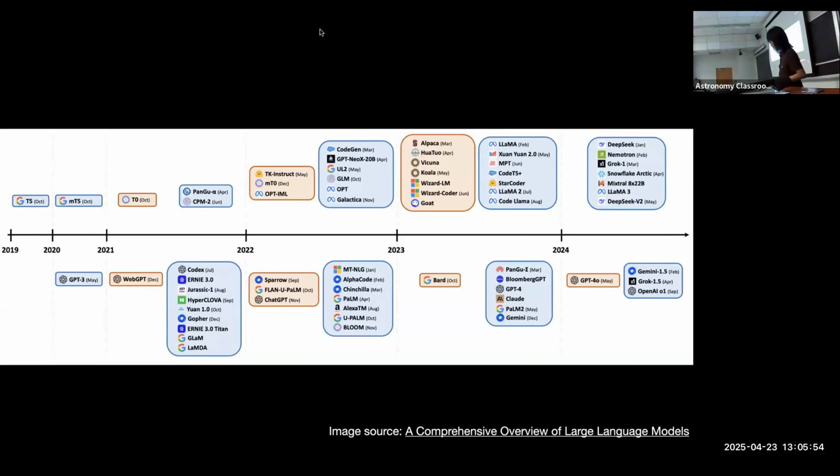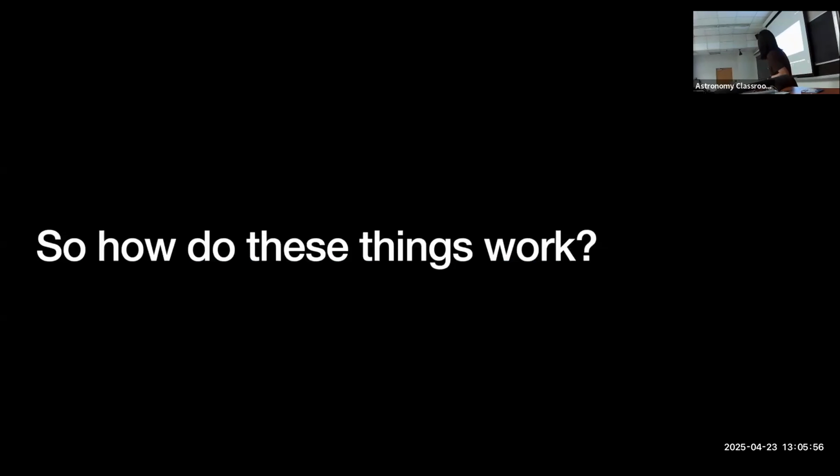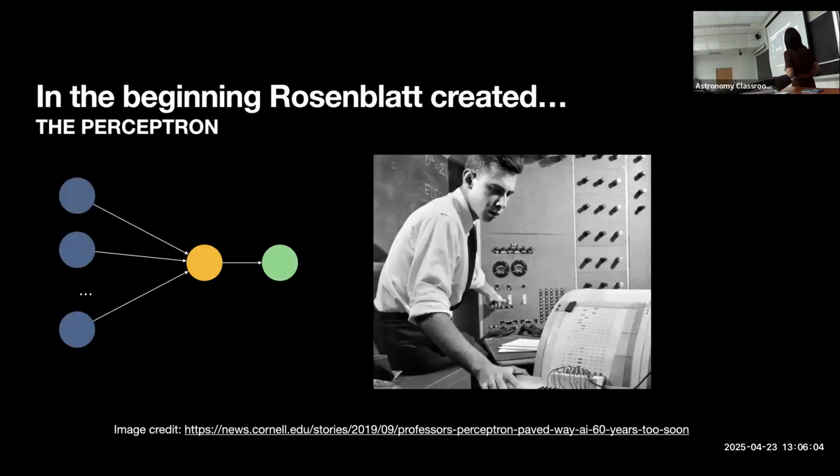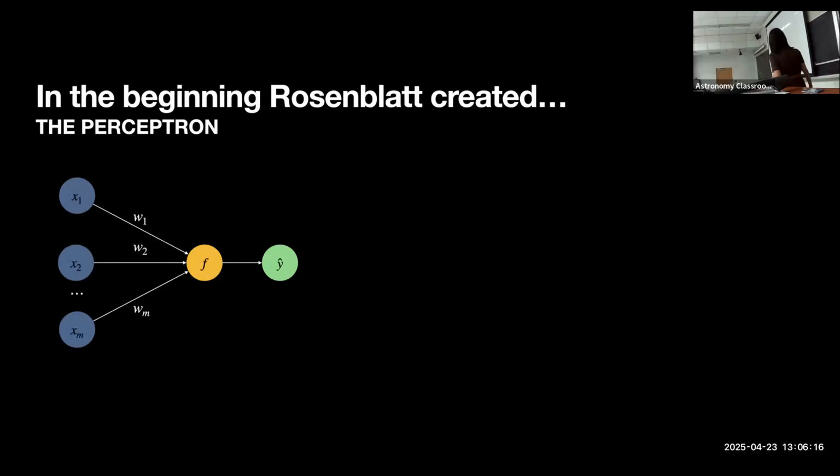That's better. Okay. So how do these things work? How do we actually train them? I'll start from very simple things. 60 years ago, we had Rosenblatt inventing the perceptron. Do people in this room know what it is? Not really. Okay. So basically, you have a bunch of inputs. These are represented by x's. And you have an output that is the y hat. The y hat is what you're predicting given the input.